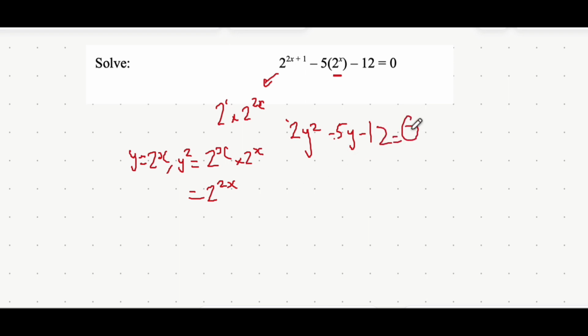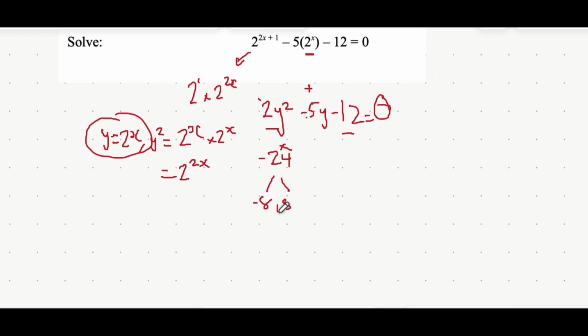Now this is a format that we're used to. We can focus on solving this for y, and once we solved it for y, we can replace y with 2 to the x again. So let's take it step by step. You multiply the first and the last number together, so 2 times minus 12 is minus 24. What two numbers multiply to give minus 24 and add to give minus 5? Well, they're actually minus 8 and 3. That's a positive 3, by the way.